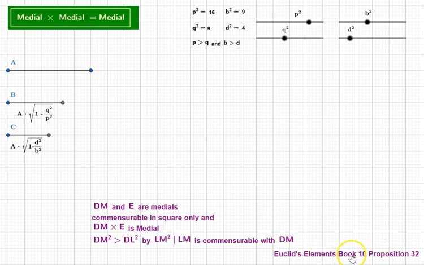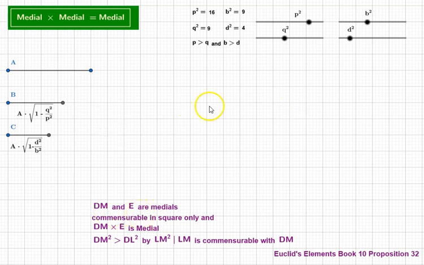Let us look at Book 10, Proposition 32 of Euclid's Elements. Here we have to find two medial lines commensurable in square only, such that the rectangle contained by them is also medial. Also, the square on DM is greater than the square on DL by the square on LM, where LM is commensurable with DM. So let's see how we can arrive at such medial lines.